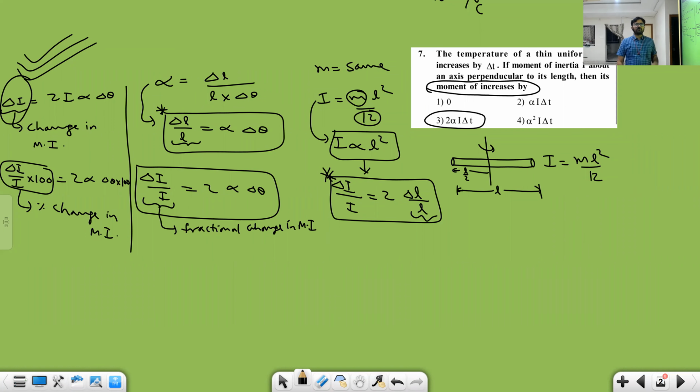So this is the effect of temperature on the moment of inertia. When the temperature rises, the length of the rod increases, so the moment of inertia is also affected. That effect of moment of inertia is given in this way. Is it clear? This is also one important application of moment of inertia, beta. You must be alert. I hope all the kids are clear with this one.